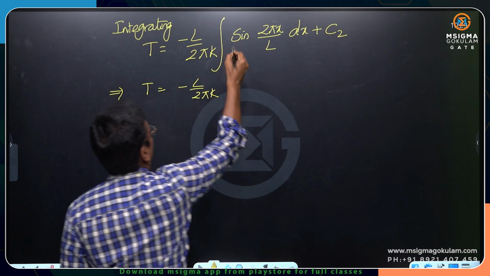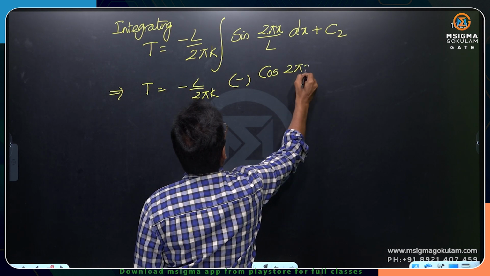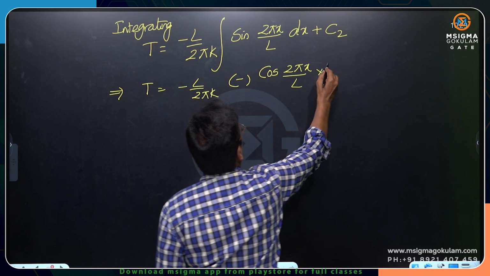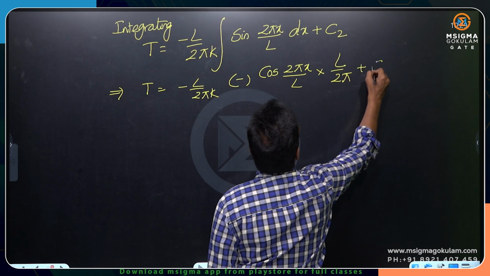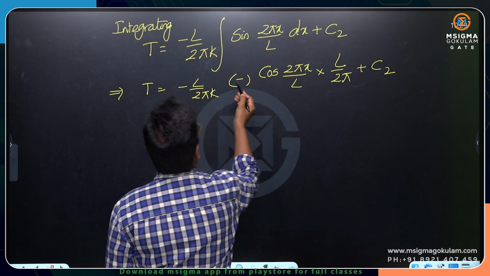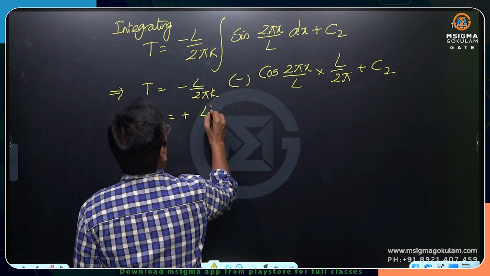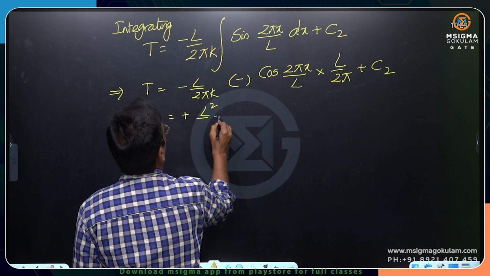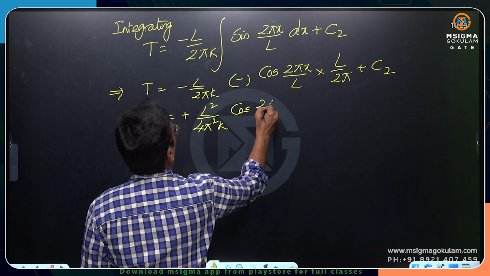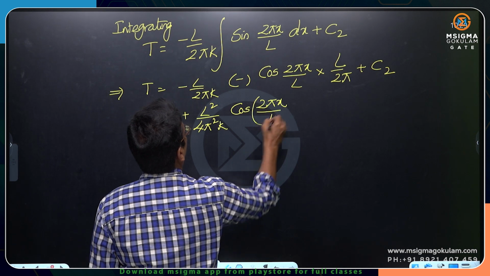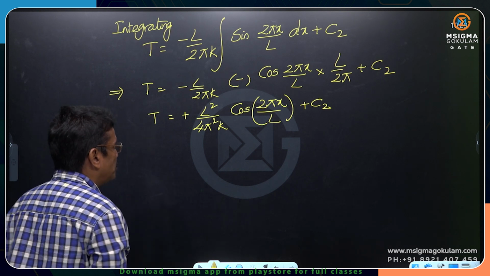What is the integral of sine 2 pi x by L? Minus cos 2 pi x by L into L by 2 pi, plus C2. So this minus becomes plus, and it becomes L square by 4 pi square k into cos 2 pi x by L plus C2. This is the temperature now. But how do we get C2?